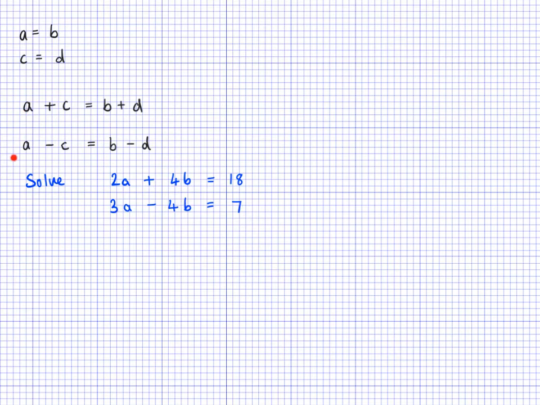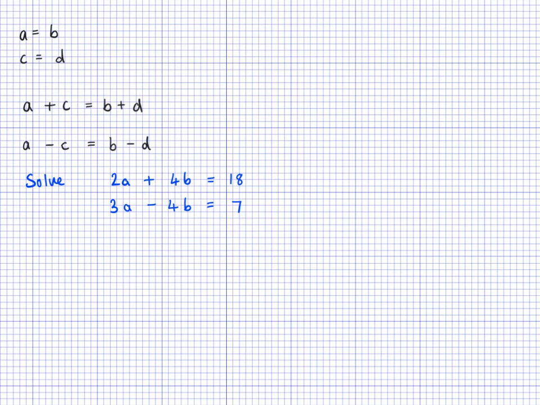Now, remember, these are also true if this was true. So I can apply these ideas to this. So A and C are in these positions, okay? So I've got 2A plus 4B and 3A take away 4B. These are in the positions of A and C. If I add them, and I also add B and D, so that's 18 and 7, on the other side, I might be able to solve it. So let's see what happens when I do that.